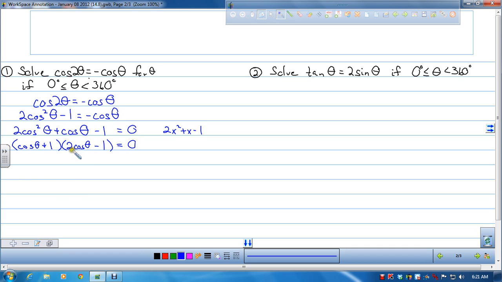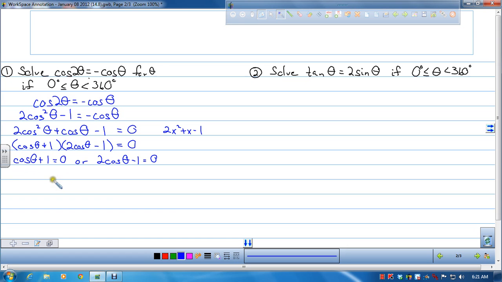Alright, now if this whole thing equals 0, that means that one of the contents of these parentheses has to equal 0. Because the only way for me to get 0 is if either this whole thing equals 0 or this whole thing equals 0. So we have to remember back to some of our algebra here. So I'm going to set up 2 equations. Cosine theta plus 1 must equal 0, or 2 cosine theta minus 1 must equal 0.